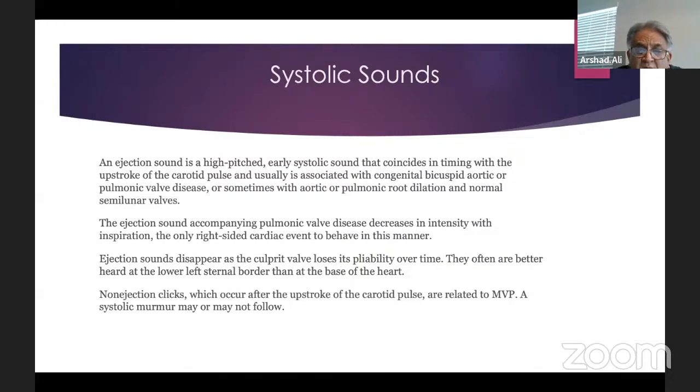The other systolic sounds that you will read about or auscultate are ejection clicks. These are typically associated with bicuspid valves. You can hear them in the native valves. The ejection click is the sound of the opening of the valve.